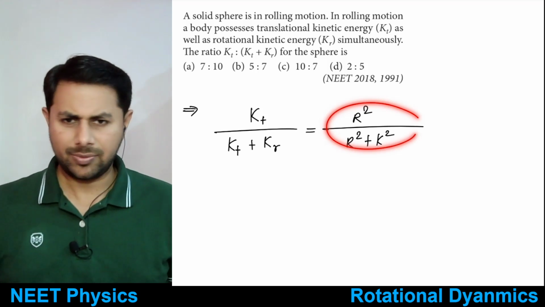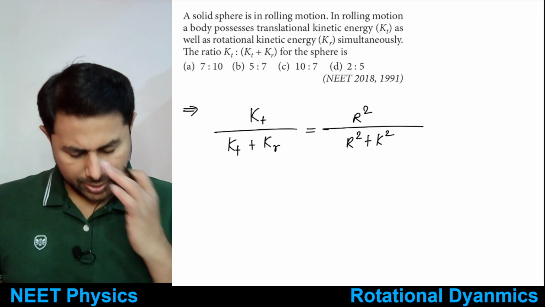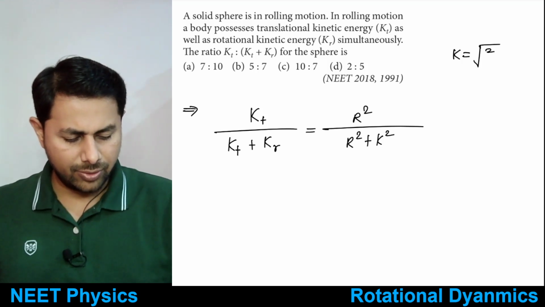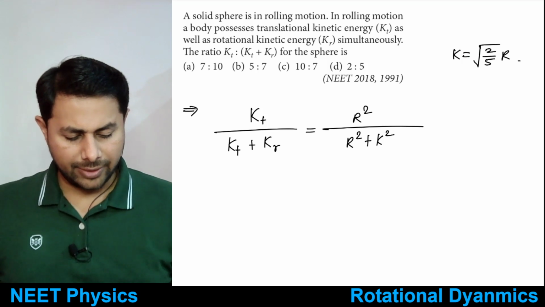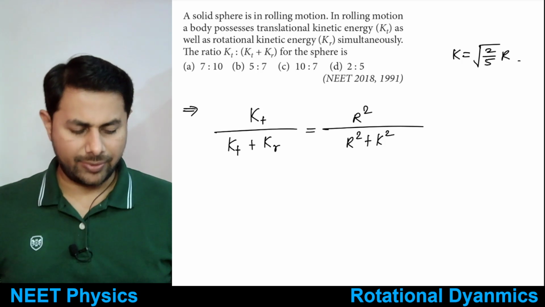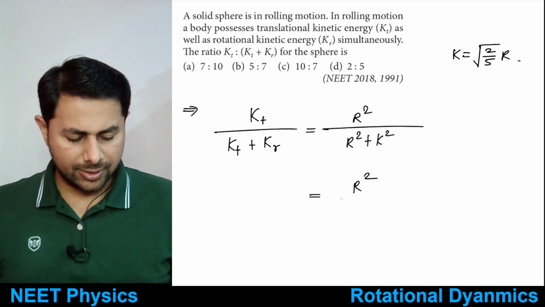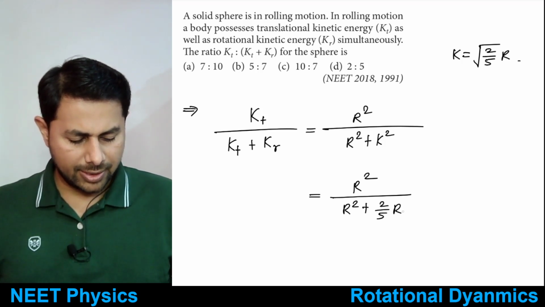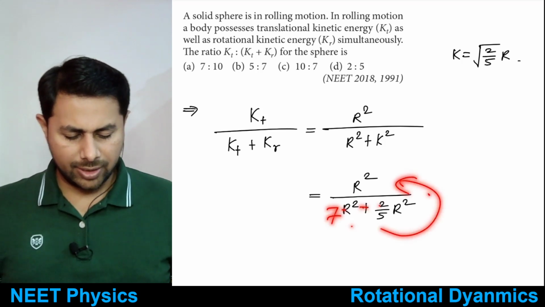So there is nothing more in this problem, right? It's a solid sphere, so k is again root 2 by 5 r. That means k square is 2 by 5 r square. So we can just put that. So this is r square divided by r square plus 2 by 5 r square. Then this thing is 7, and 5 goes to the numerator. It's 5 by 7.